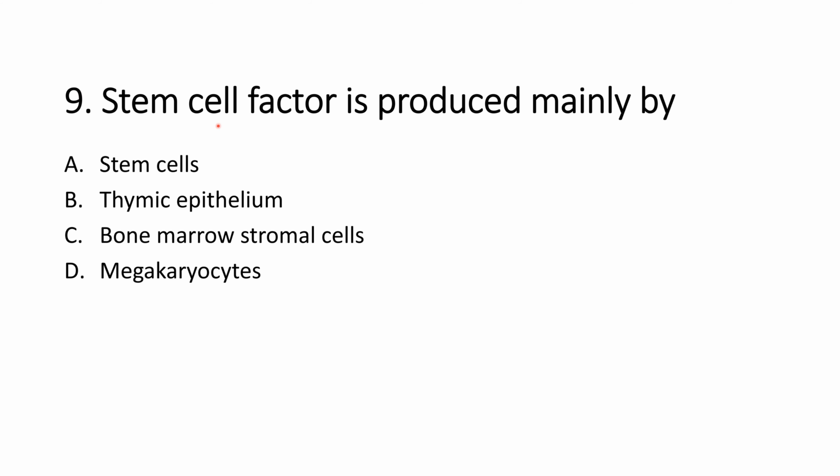Question number 9. Stem cell factor is produced mainly by option A, stem cells, option B, thymic epithelium, option C, bone marrow stromal cells, option D, megakaryocytes. Our answer is option C, bone marrow stromal cells. Stem cell factor is also known as c-Kit ligand or steel factor, and it is a protein that plays a critical role in the regulation and maintenance of hematopoietic stem cells. So it is produced mainly by bone marrow stromal cells.